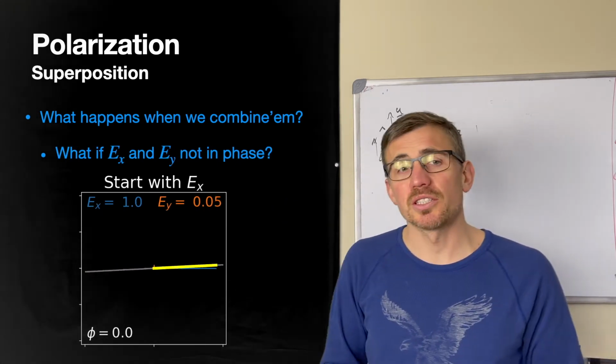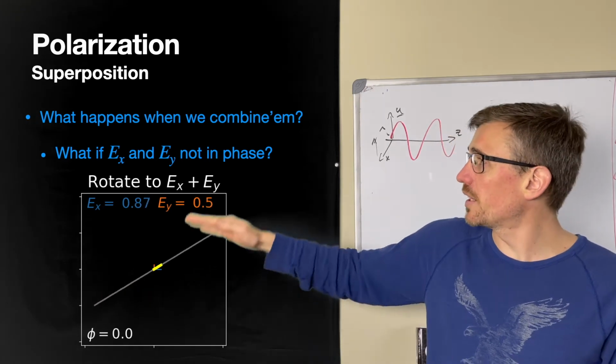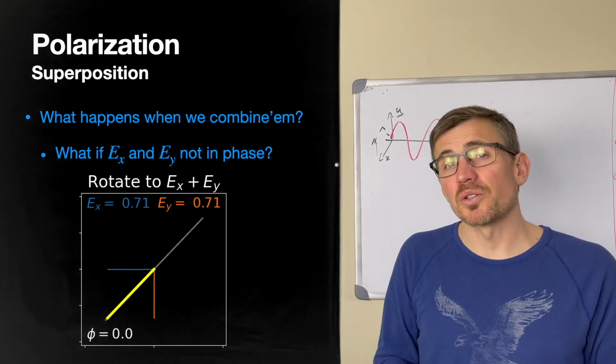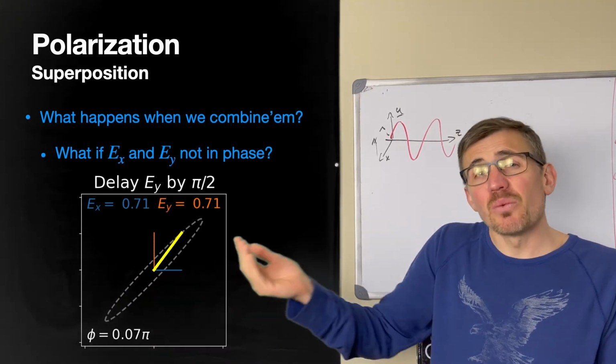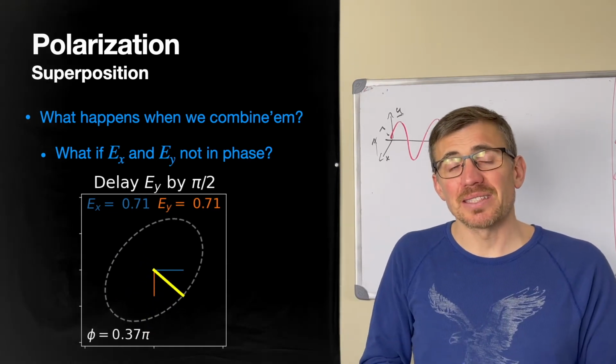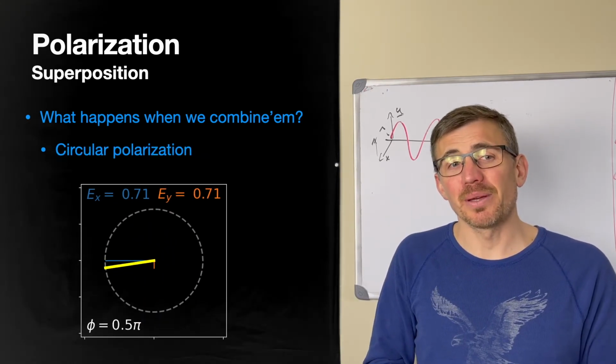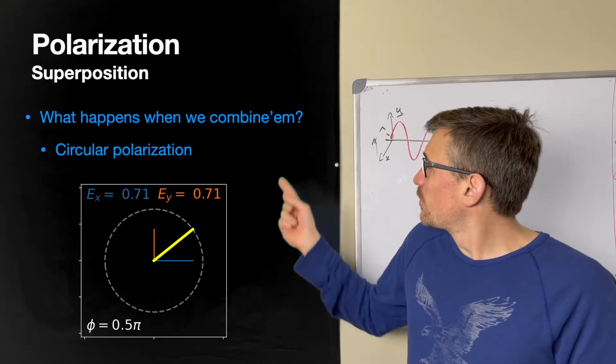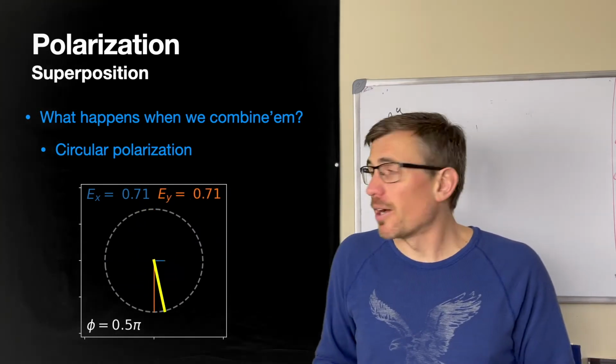Okay, so we're going to start off with horizontally. We'll rotate it so we have equal parts horizontal and vertical, and then we're going to delay one of the components, in this case by 90 degrees. And look what we get here. We get what's called circularly polarized light, and we can see why.